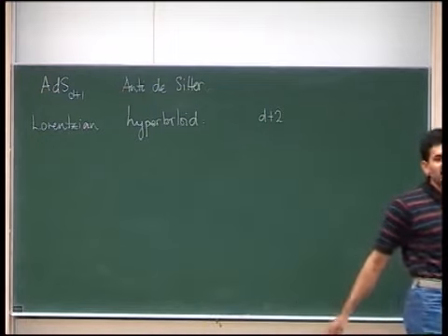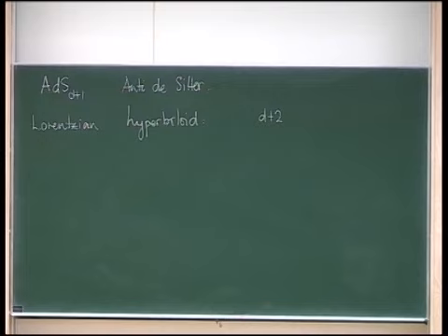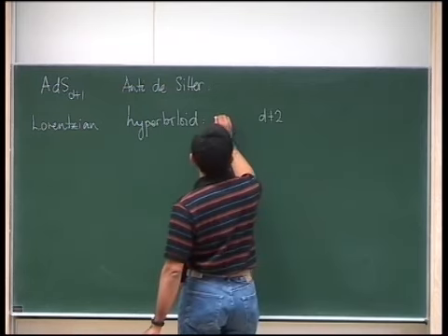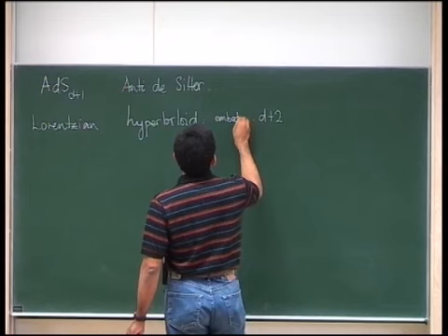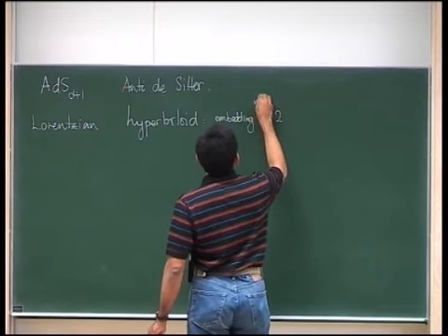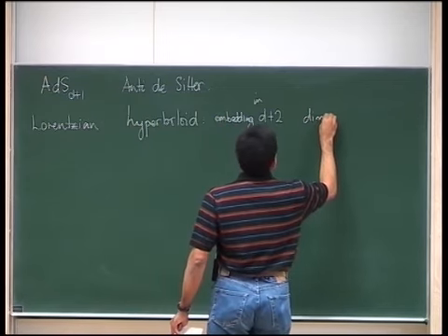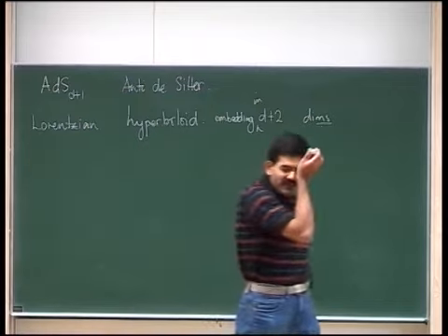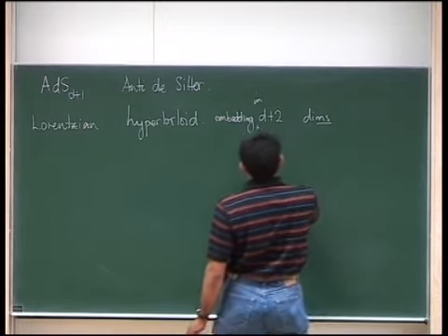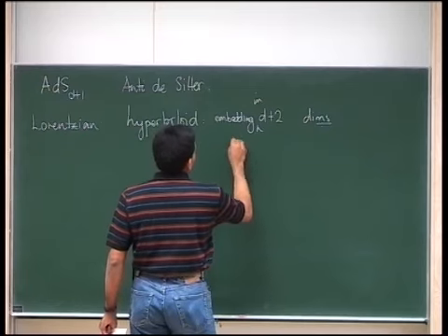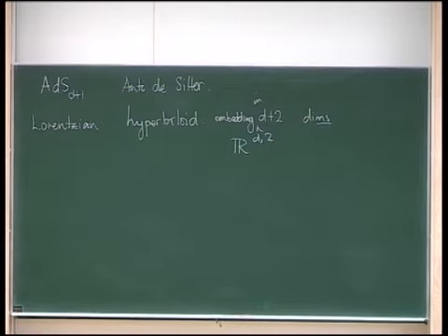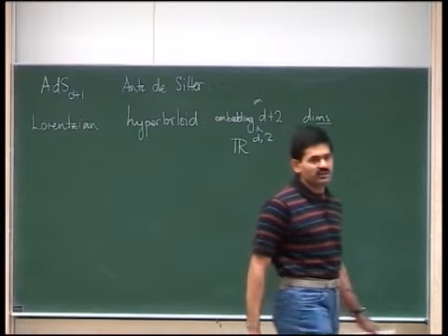I'll describe it the way I describe a sphere in flat space, by giving you an embedding of this hyperboloid in one higher dimensional space. So I'll give you an embedding in d plus 2 dimensions. But instead of an embedding in d plus 2 dimensional Euclidean space, I'll give you an embedding in a space with slightly strange signature, which has 2 time-like directions and d space-like directions. Okay?